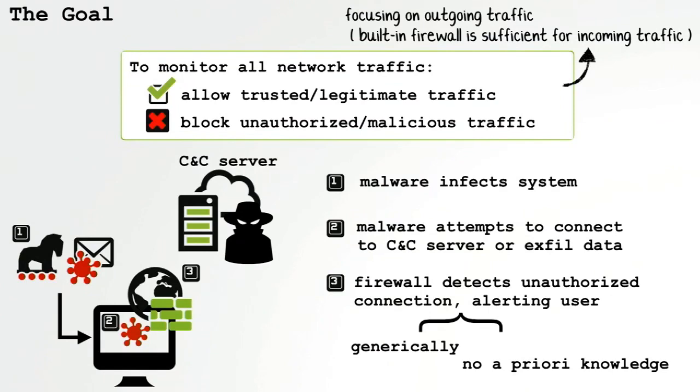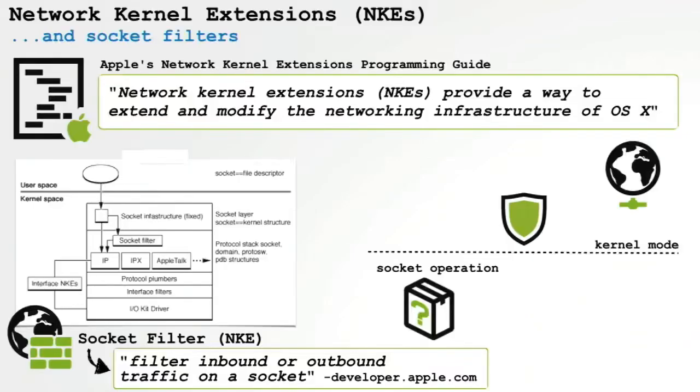Many firewalls are able to generically detect malware that perhaps has gotten onto your system and now is trying to beacon out, perhaps to talk to a command and control server. So what our firewall will do is monitor all network traffic and allow trusted traffic while detecting and blocking malicious or unauthorized traffic. Since we need to monitor all network connections, we are going to have to write a kernel extension. Luckily in macOS, Apple provides something called network kernel extensions, or NKEs, and they provide a way to modify or extend the network infrastructure.